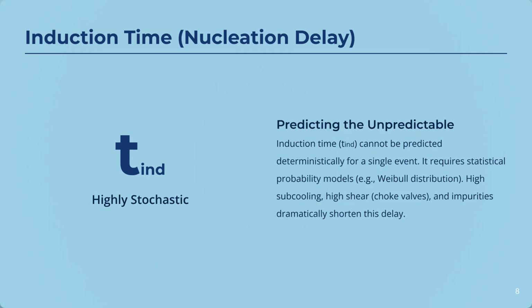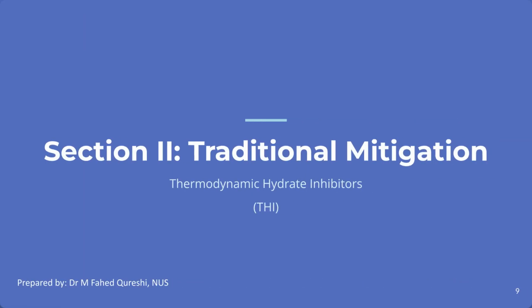It requires statistical modeling, as factors like high shear and impurities significantly shorten this delay. Moving to Section 2, traditional mitigation. Here we discuss thermodynamic hydrate inhibitors, or THIs.